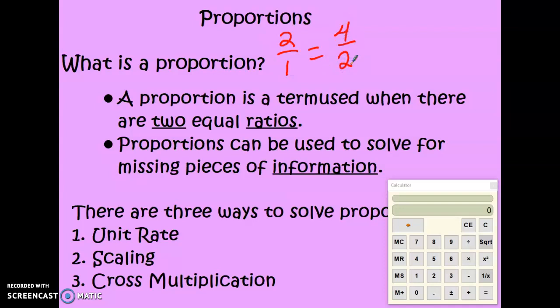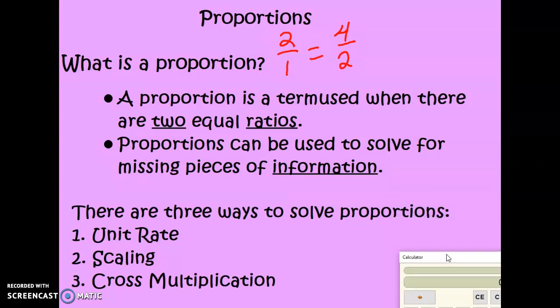Okay, proportions can be used to solve for missing pieces of information, and we're going to learn how to do that today. Okay, so there are three ways to solve proportions. First is unit rate, which we've been doing. We spent most of our last unit using unit rates. The second way is by using a method called scaling, and the third way is cross multiplication, which I've shown you that one also. So let's go ahead and get started.